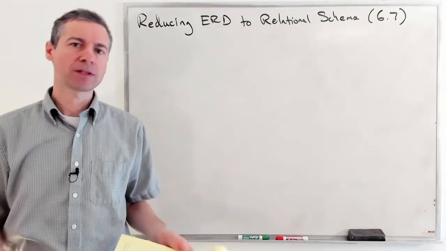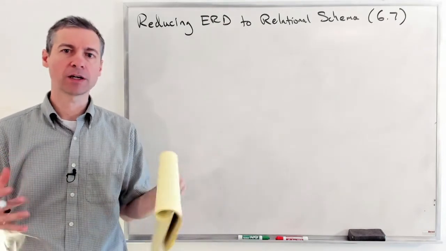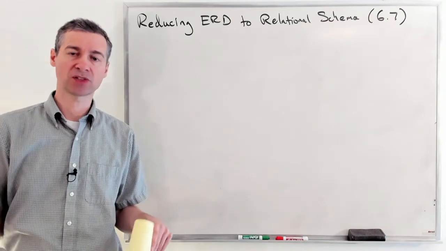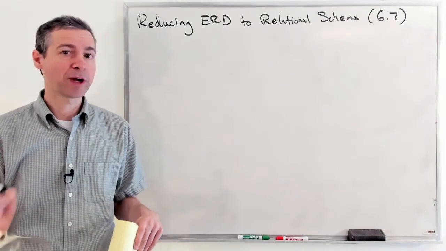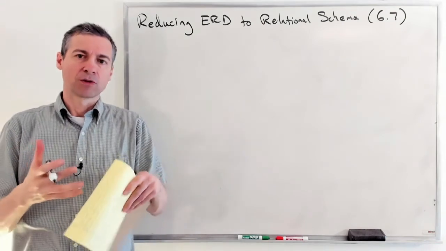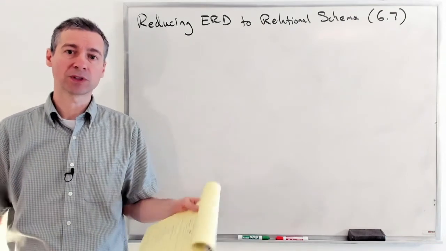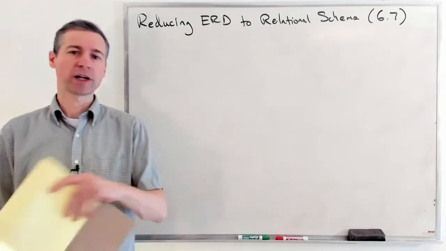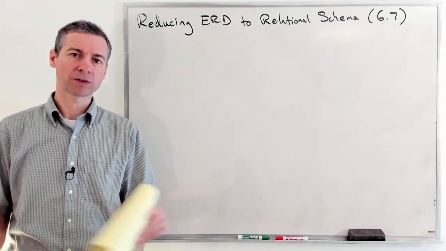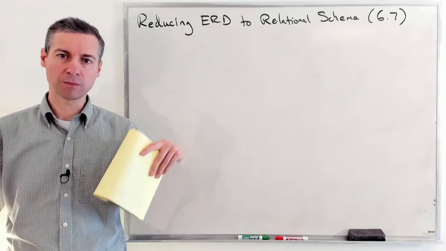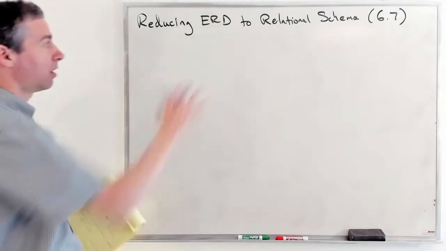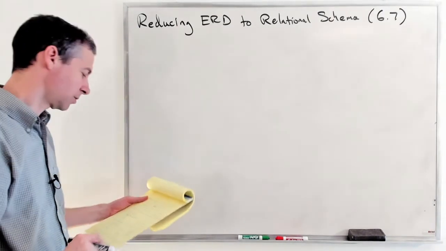Okay, now it's time to talk about how to turn our ERD, our entity relationship diagram, into a relational schema, which is one step away from actually making the tables in the database. In other words, it's a written out form of what our tables are going to be. Then we would need to translate them into SQL or some other methodology to do the creating of the tables in the actual database. All right, so how do we go from a diagram to a schema?